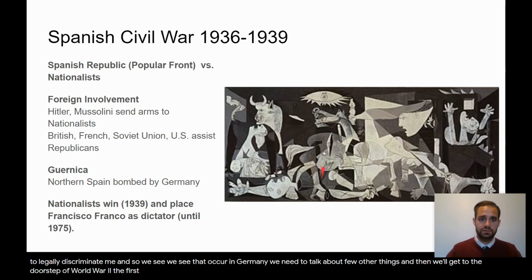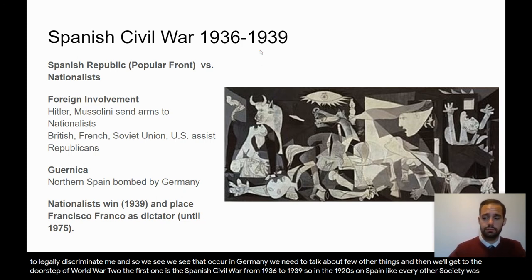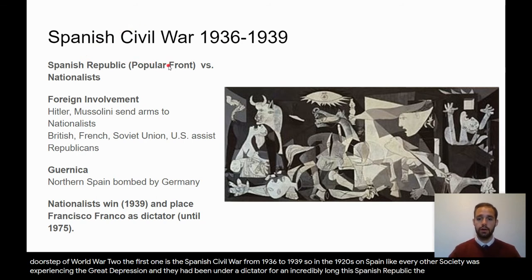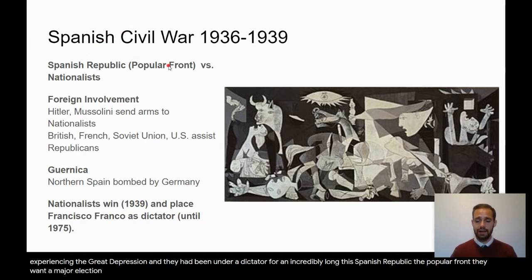The first one is the Spanish Civil War from 1936 to 1939. So in the 1920s, Spain, like every other society, was experiencing the Great Depression. And they had been under a dictator for an incredibly long time. Well, all of that changed with the Spanish Republic, the Popular Front. They won a major election in 1936, and they were going to reform their society. They're going to take down the powers that be.